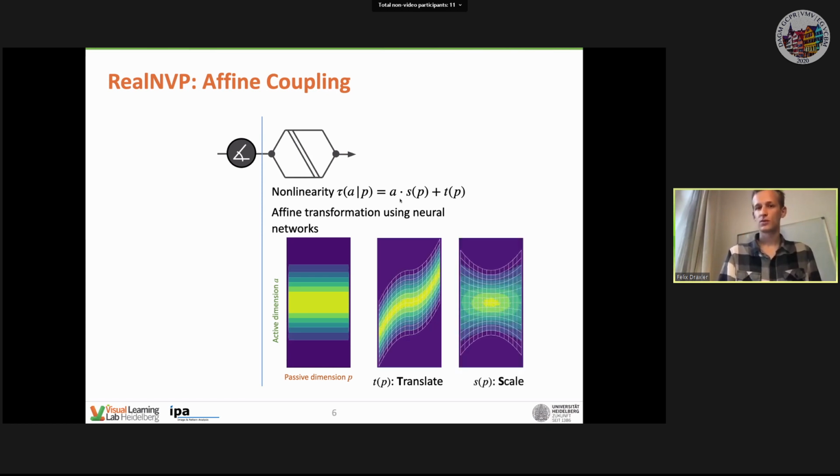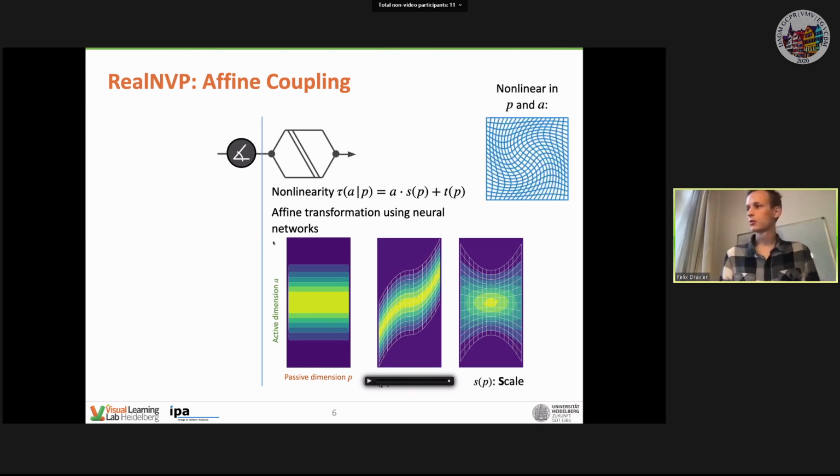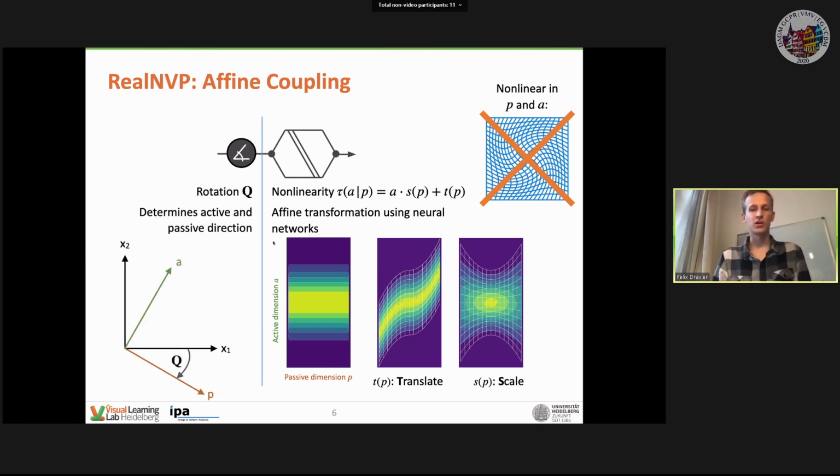Note that with such a coupling, we cannot represent arbitrary nonlinear dependencies on P and A, like this function here. If we stack several such affine transformations and always keep the same active and passive dimensions, then this would be just another simple affine transformation. So, to represent complex functions, each layer chooses these active and passive dimensions differently. We do so by rotating the data before it is passed to this nonlinearity. This rotation determines the active and passive dimensions.